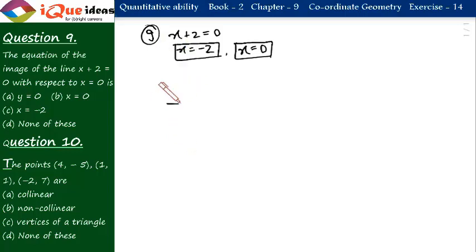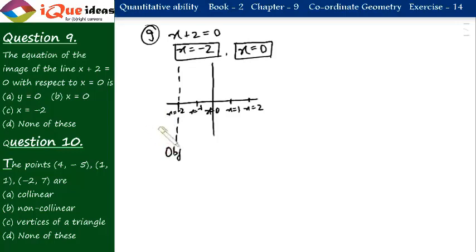First, let's draw the x-axis and y-axis and calibrate it. This position is x equal to 0. Let's say this position is x equal to 1, and this position is x equal to 2. On the negative side, it is x equal to minus 1 here and x equal to minus 2 here. Now x equal to minus 2 would mean this line. So this dotted line that I am drawing here is x equal to minus 2. Now this is our object. Now x equal to 0 is the mirror.